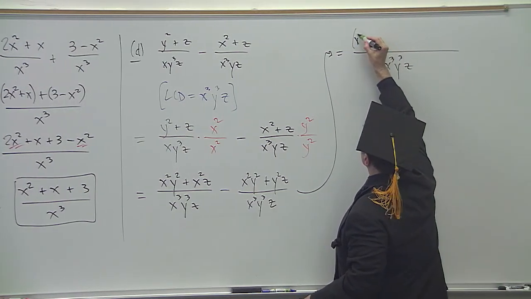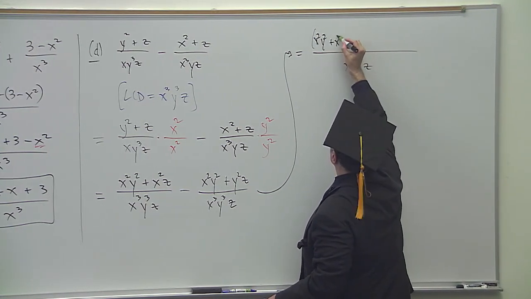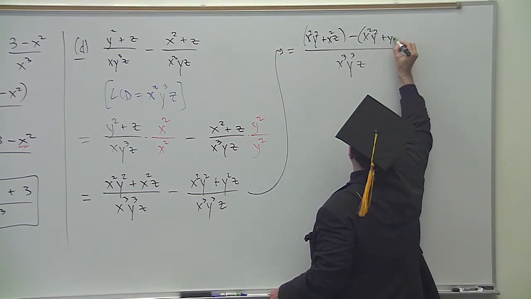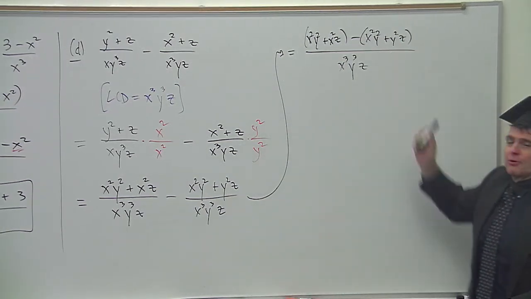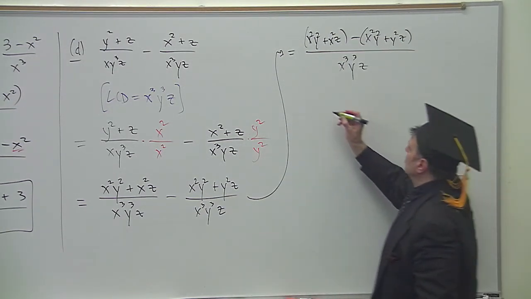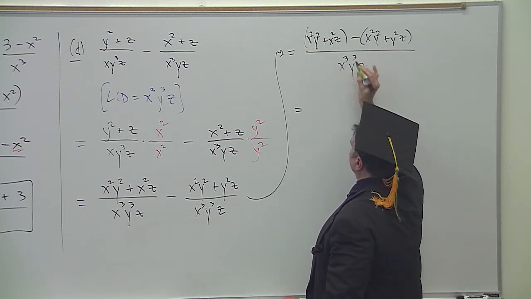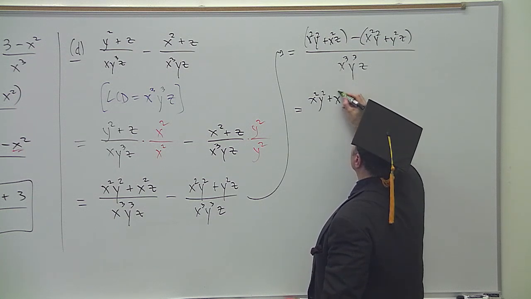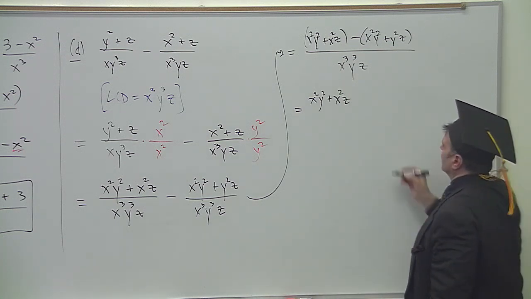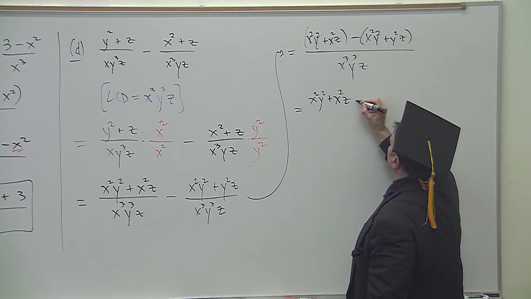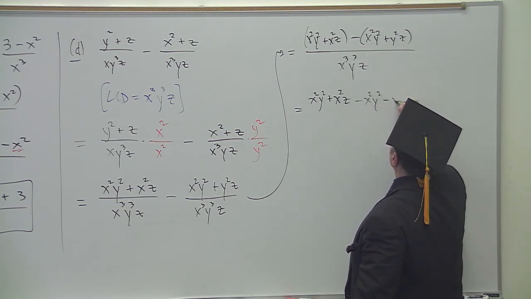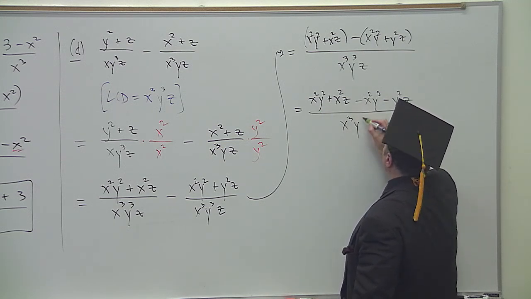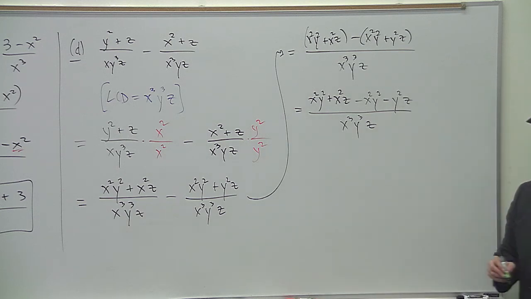The numerator is x squared y squared plus x squared z minus x squared y squared plus y squared z. And notice the parentheses this time are crucial, because this numerator, I can't just get rid of them. The first set of parentheses you can just ignore, x squared y squared plus x squared z. Well, we have to distribute this minus sign, minus x squared y squared minus y squared z, and that's over the common denominator x cubed y cubed z.